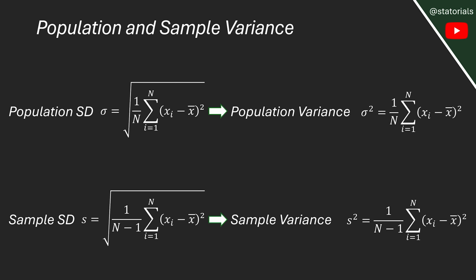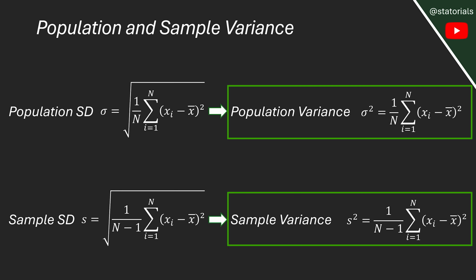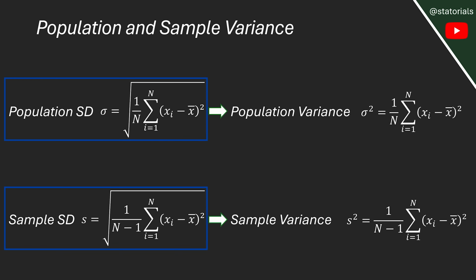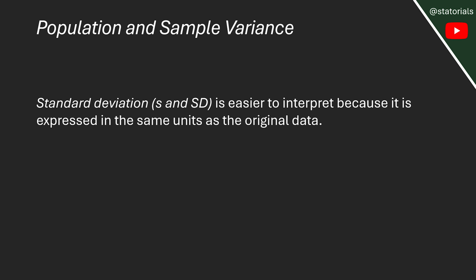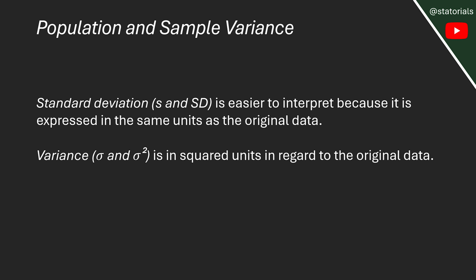To sum it up, standard deviation and variance both measure the spread of a variable. The variance is the average of the squared differences from the mean, while the standard deviation is the square root of the variance. The standard deviation is easier to interpret because it is in the same units as the original data, whereas variance is in squared units.